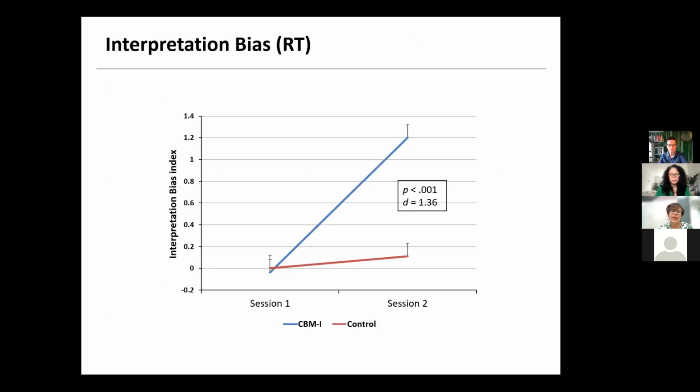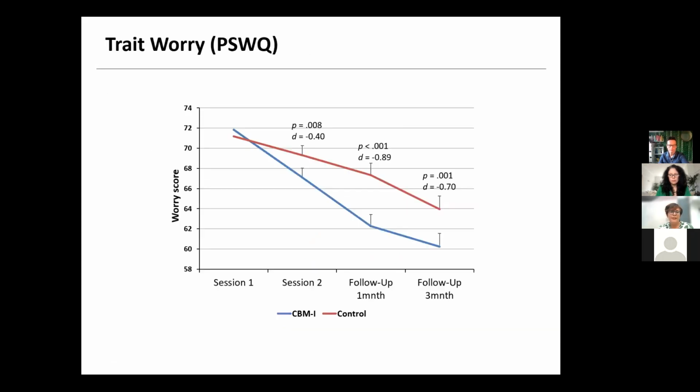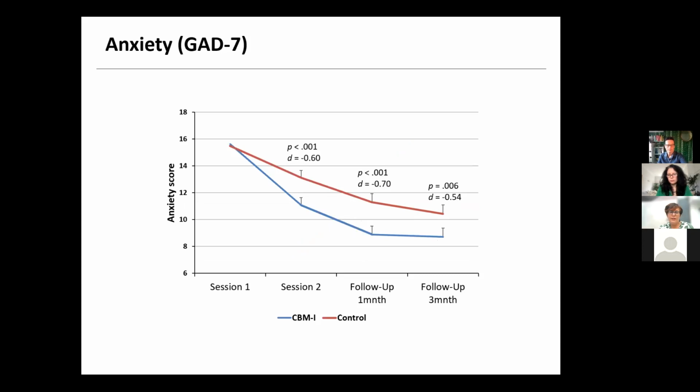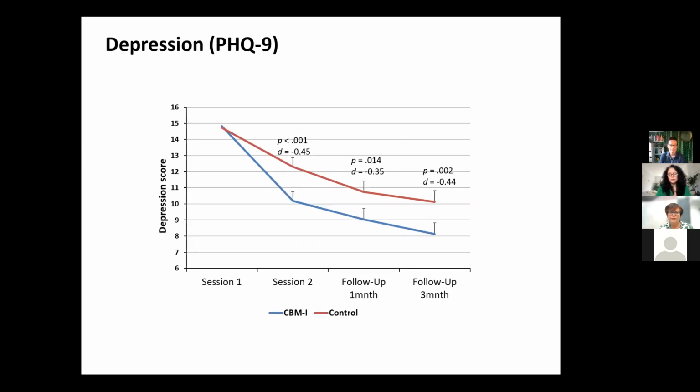So in terms of change in interpretation, session 1 is prior to the intervention, and session 2 afterwards. As you can see, we were able to change interpretations. This is the worry score on the Penn State Worry Questionnaire, and you can see that the blue line is the active condition. The control had been doing the other type of listening to scenarios that don't change your interpretations, and there was greater reduction in the active condition. Similarly for rumination, for anxiety and depression.